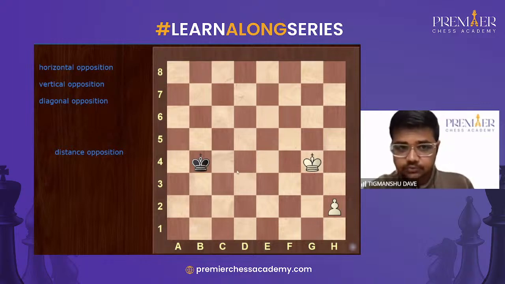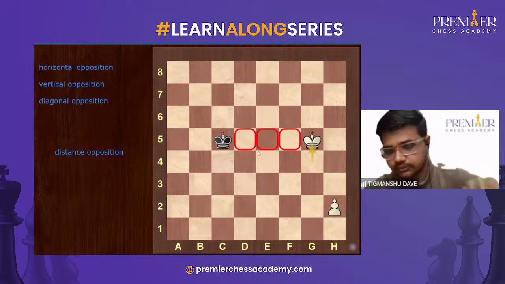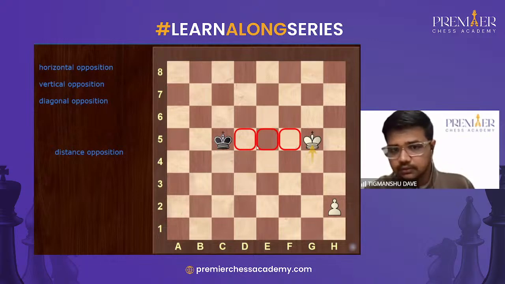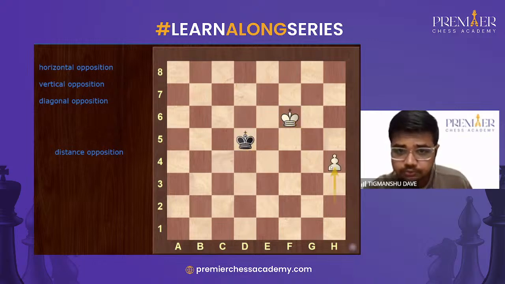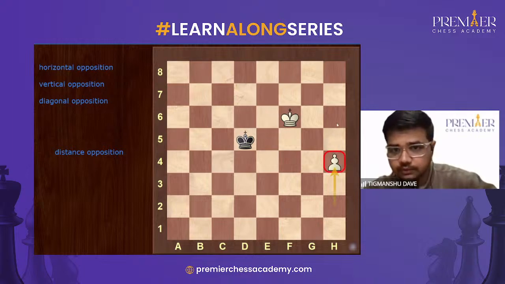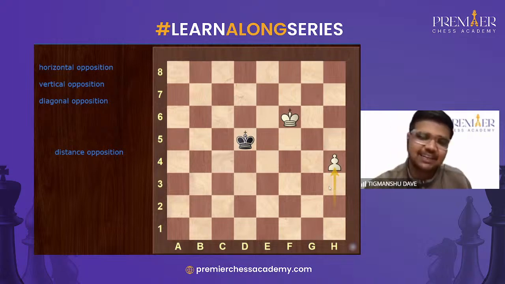Now let's just say king g4, king c5, king g5. This is the distance opposition in the vertical manner. King goes on d6, and you can just simply take the opposition here, king d5, and push the pawn to h4, because you have to take your pawn with your king. Otherwise, the king will just go forward and the pawn will get captured behind.